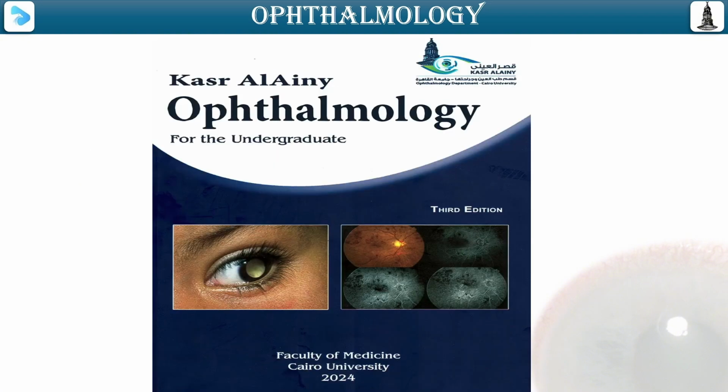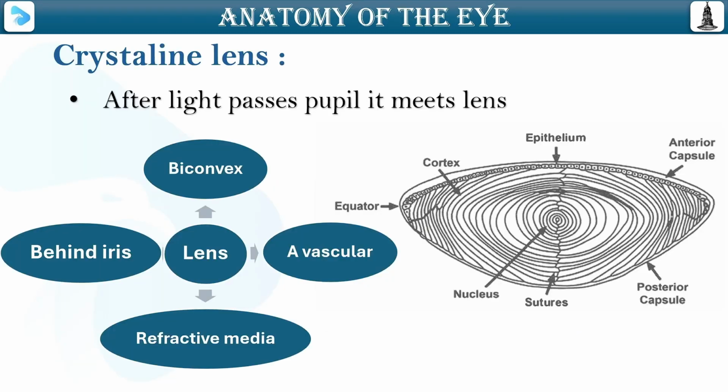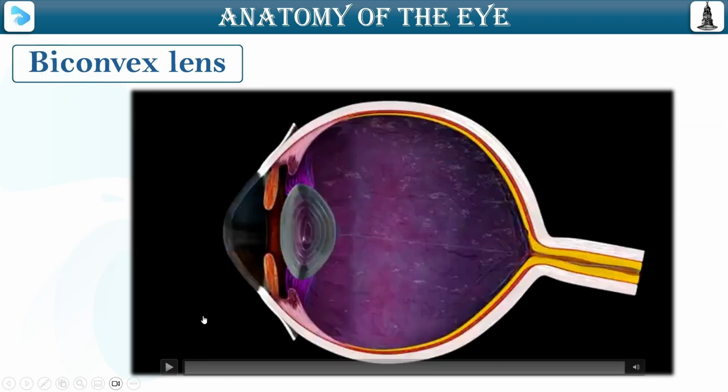Now let's read the contents of the eye: the lens and the vitreous body. So, the lens. After the light passes the pupil, it meets the lens. The lens is biconvex, as we said here, and avascular, no blood, which makes the lens transparent. The position of the lens: it lies behind the iris, and it is a refractive media.